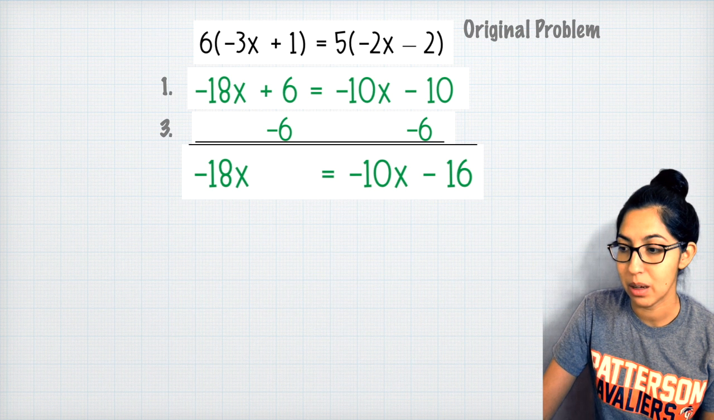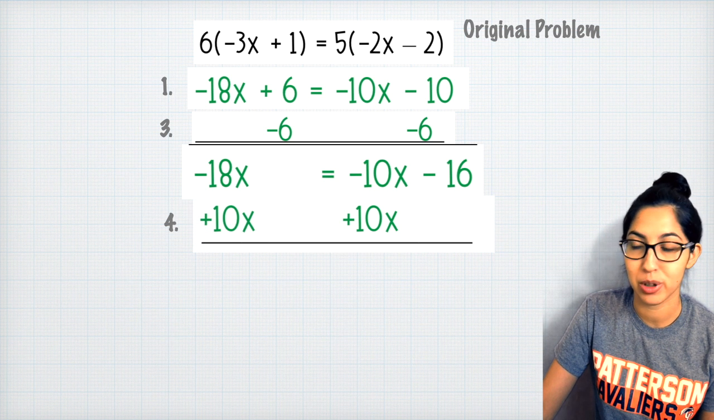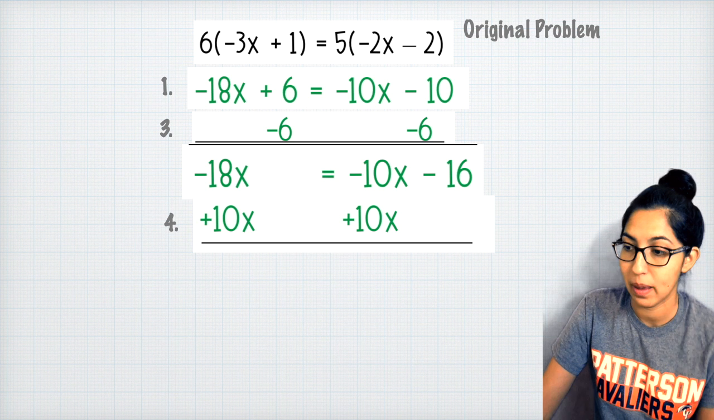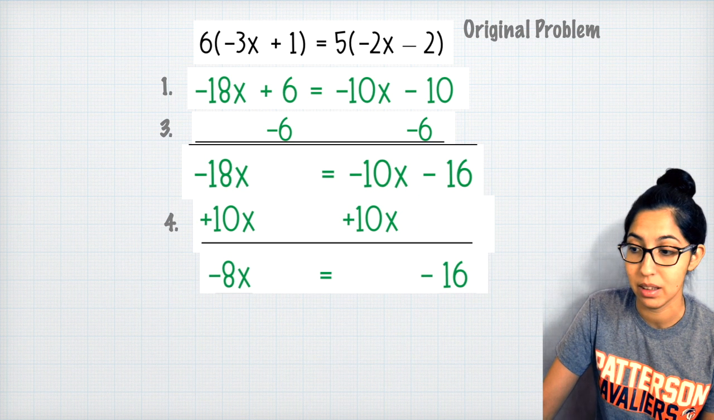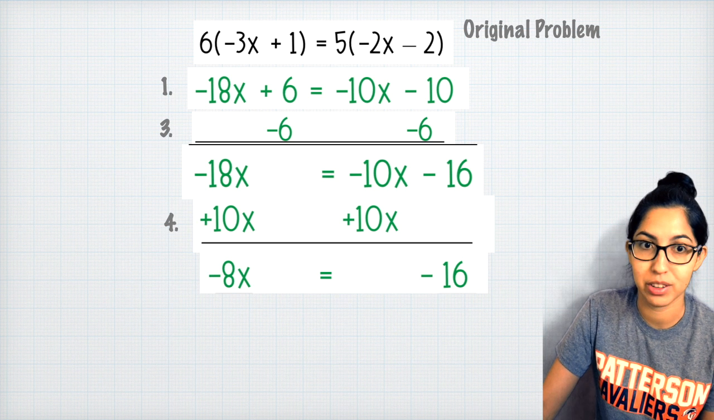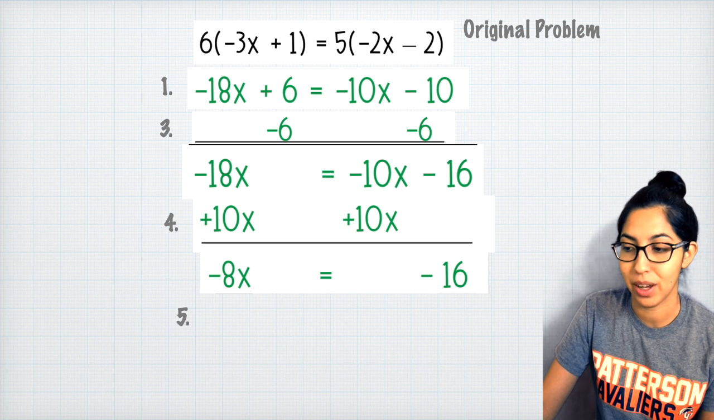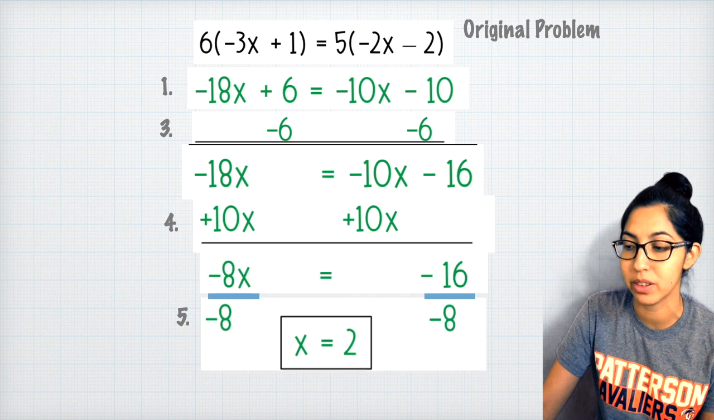So next step, we're actually going to move our variable to the other side. Like I said, has to go to a like term, so plus 10x plus 10x. We end up with negative 8x equals negative 16. So now we are clear for step 5, which is literally solve, and most of the time that will be just divide by the coefficient. So dividing by the coefficient of negative 8, we end up with x equals 2.